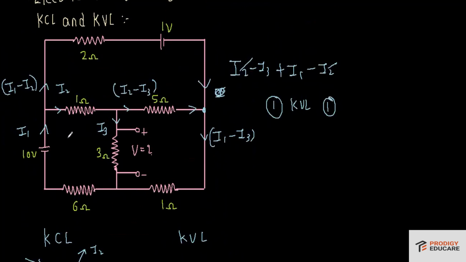Applying KVL at loop 1, say this is loop 1. I'll just simply represent it like this. I'll be applying KVL here. So first of all, I will go in the clockwise direction while applying the KVL. So here in this case, we are going from negative to positive. Since the potential is increasing, I'll write plus 10.